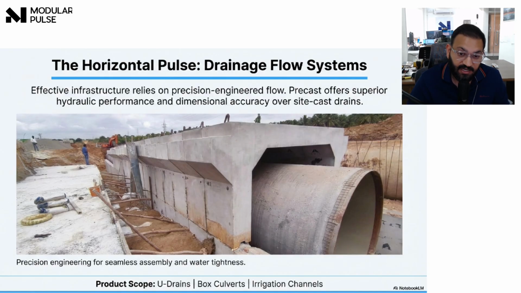Precast drains are widely used in roads and highways, industrial layouts, residential townships, airports, and ports. The biggest advantage is simple. What takes weeks on site can be installed in a matter of hours.